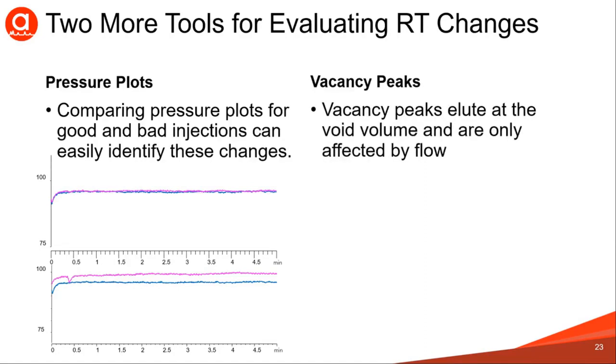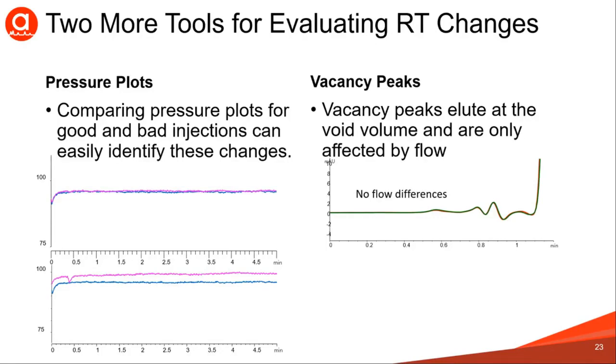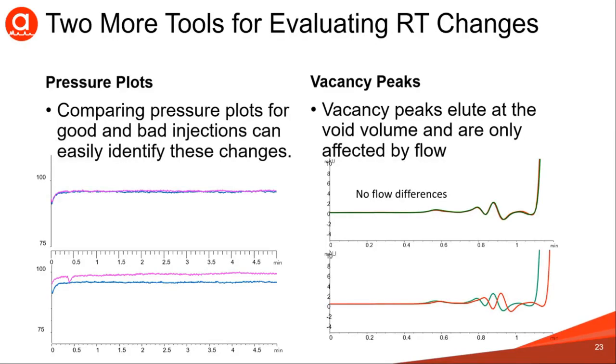Similarly, we can look at the vacancy or system peaks at the void time. As we mentioned earlier, they elute at the void time in the void volume and are only affected by flow rate. So if the flow rate hasn't changed between two injections, those squiggles should overlap almost perfectly, as they do here. If there is a change in flow, we will see a definite change in the location of those patterns for the vacancy peaks.